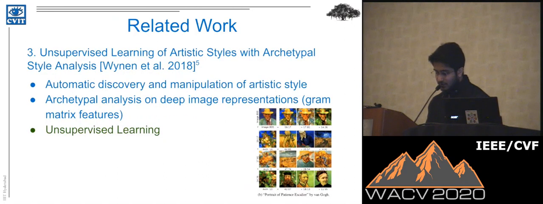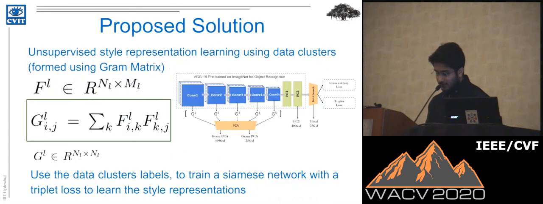Wynen et al. recently show automatic discovery and manipulation of style. They perform archetypal analysis on deep features extracted from pre-trained CNNs. This method does not use any predefined class labels or label data. Similar in spirit, we propose an unsupervised protocol for learning a neural embedding of visual style of images.